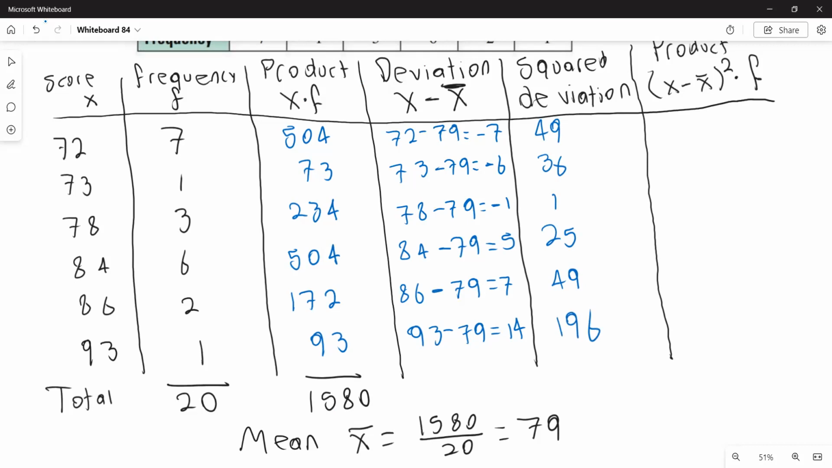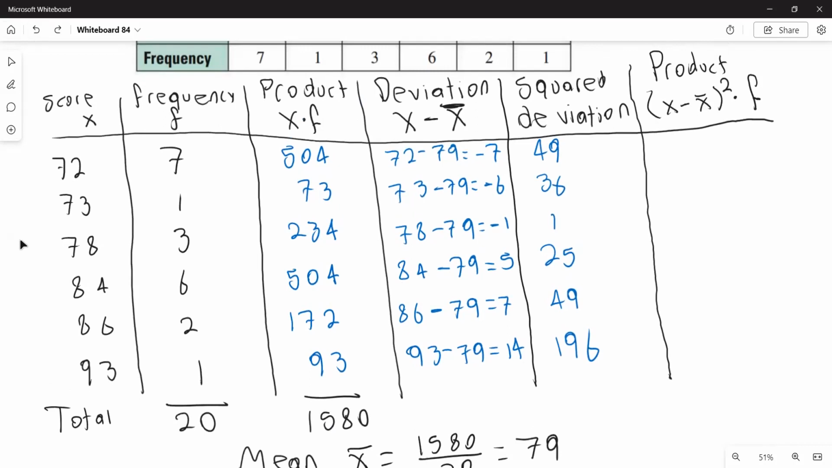a square deviation of 49, we need to add that 7 times. Then 36, we added once. And then plus 1, plus 1, plus 1, plus 25, added 6 times, plus 49, plus 49, plus 196. So we're going to multiply the square deviation and the frequency. Let me show you. So 49, that's going to be 7 times 49. And that's 343.